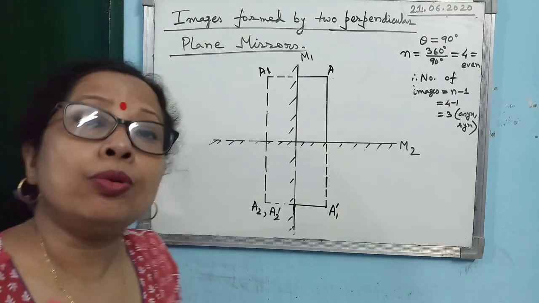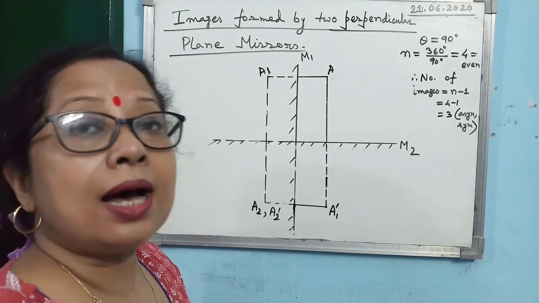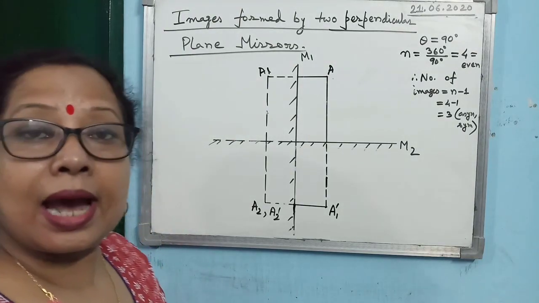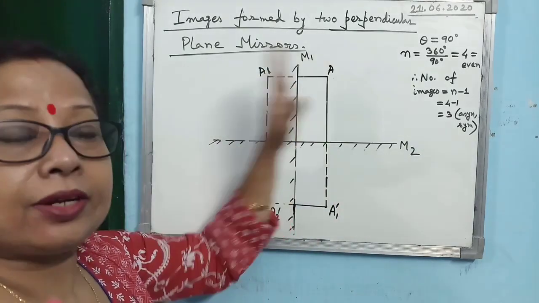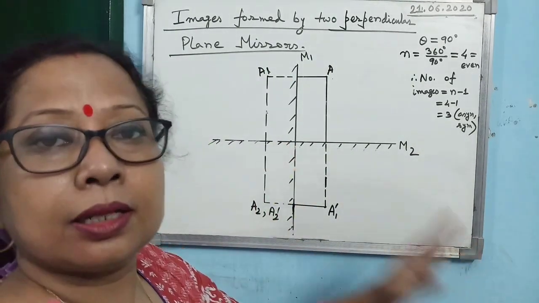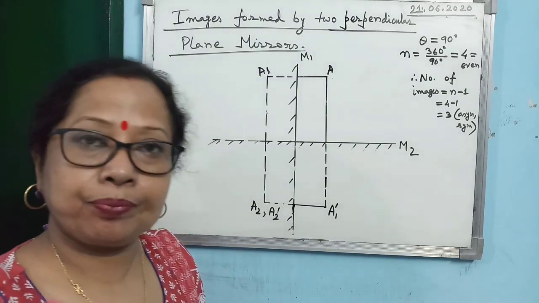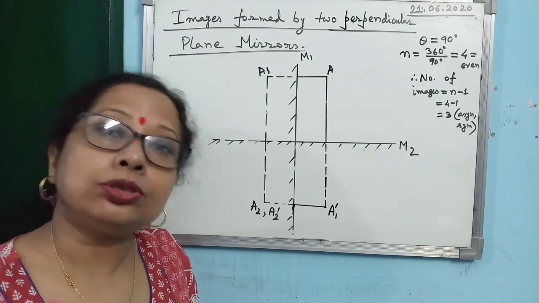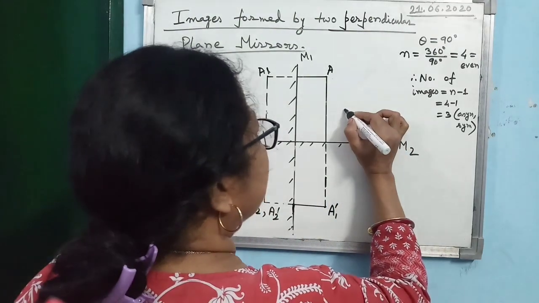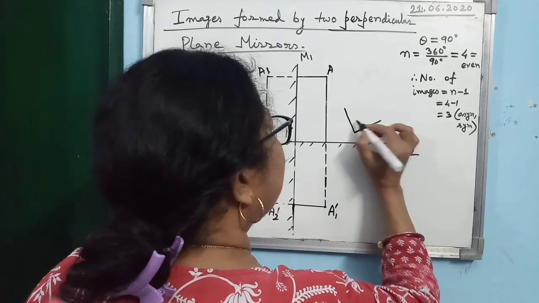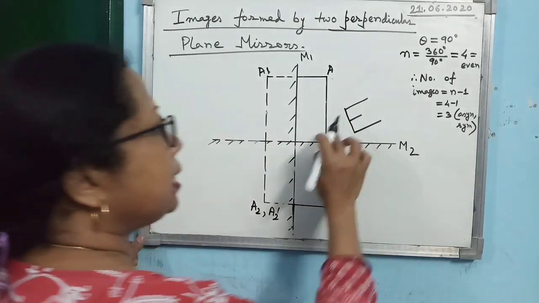Alright? Now we have to draw the ray diagram. Ray diagram means you have to show that from the object, rays are reaching the observer's eye. Alright? So how to draw the ray diagram? I am giving the tricks, you follow that. So first of all, you locate the observer's eye here.